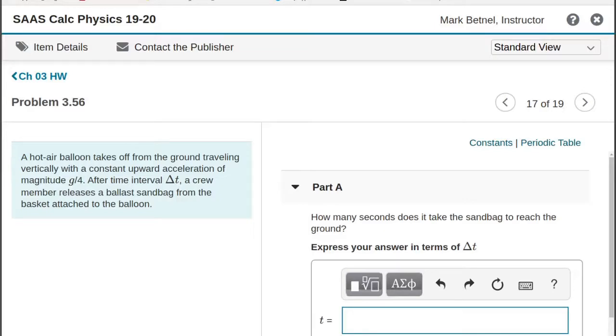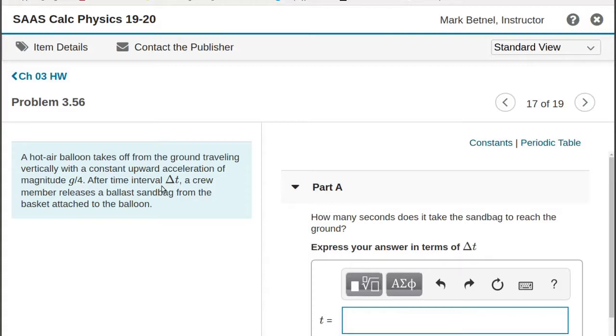Okay, so now I'm going to talk about problem 3.56 out of the book, which was number 17 on our chapter 3 homework. This is the hot air balloon problem. The situation is you've got a hot air balloon taking off from the ground and accelerating upwards. It has a magnitude of acceleration of g over 4. So that means that the 9.8 meters per second squared that gravity causes an object to accelerate downwards, the hot air balloon is accelerating with about 2.5 meters per second squared upwards.